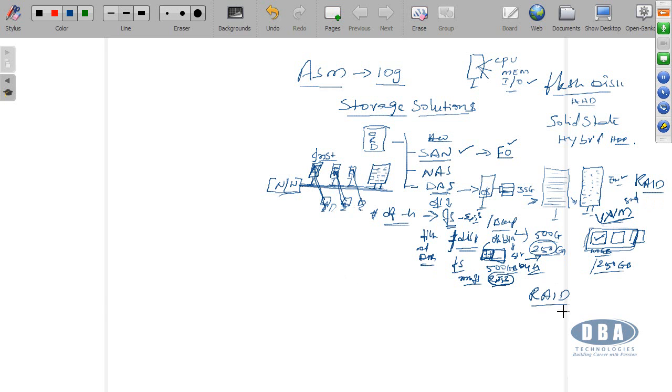RAID can be implemented by using hardware RAID. RAID can also be implemented by using software RAID. Your Veritas Volume Manager is capable enough to implement the software level RAID. RAID 0, RAID 1, RAID 5 at hardware level, right? So you have different RAIDs. RAID 5 is very famous in the corporate world when we implement hardware level RAID. It not only keeps the striping and mirroring, it even creates the parity information.